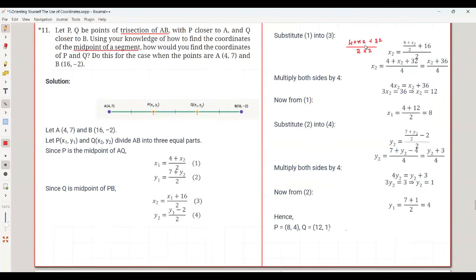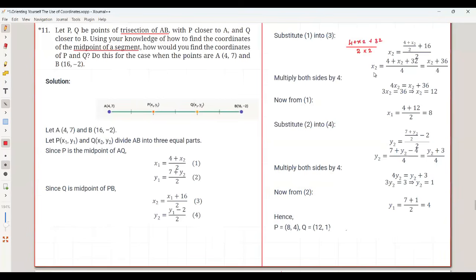Now what is coming? 4 plus x2 plus 32 divided by 4. So we are getting this step. Now 4 plus 32 is 36 by 4. We have x2 value in this form. Now we are dividing by 4, right? Either you can take this 4 to the other side or multiply both sides by 4 to remove this 4.